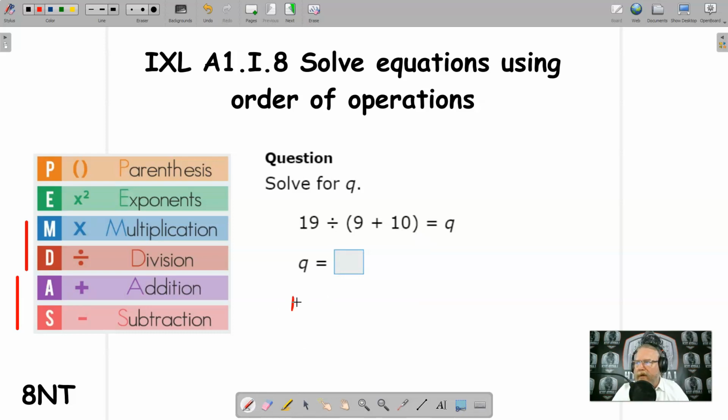So let's rewrite our problem. Always good to do a rewrite. 19 divided by the quantity of 9 plus 10. There we go. Parentheses come first, right? Please Excuse My Dear Aunt Sally. P's for parentheses. Let's deal with the parentheses first. So 19 divided by, and 9 plus 10 is 19. So now I just have 19 divided by 19. Well, we know any number divided by itself equals 1. So in this case, Q equals 1.